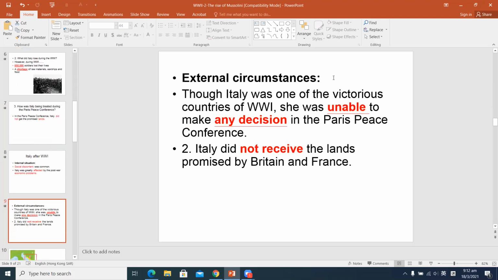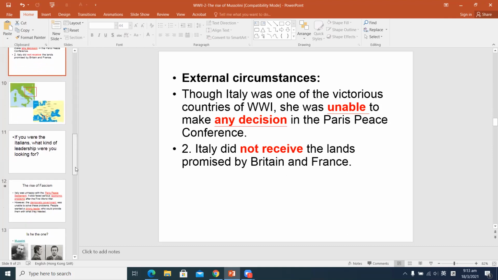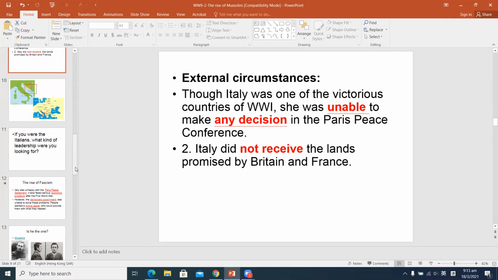And for external circumstances, okay, 對外啦, Italy thought that they were not fairly treated because it was unable to make any decision in the Paris Peace Conference. Most importantly, Italy did not receive the land promised by Britain and France. 这个是最重要的,他拿不到他应有的地, okay? And therefore, the Italians were angry and then they wanted to get rid of the existing government and then set up a new and powerful government to bring glory to Italy. So the rise of fascism is actually very straightforward in Italy.